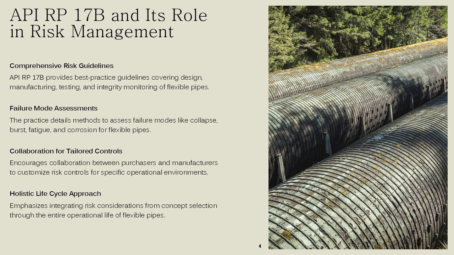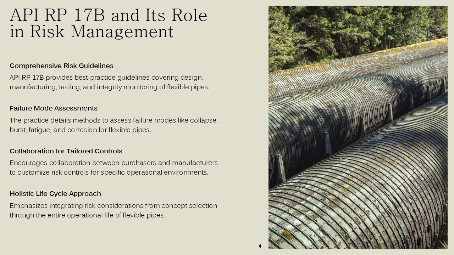API RP17B serves as a cornerstone for flexible pipe risk management by providing best practice guidelines for design, analysis, manufacturing, testing, installation, and integrity monitoring. It complements API specifications 17J and 17K, which define minimum technical requirements for unbonded and bonded flexible pipes respectively. The recommended practice emphasizes a holistic approach, integrating risk considerations from concept selection through operational life.